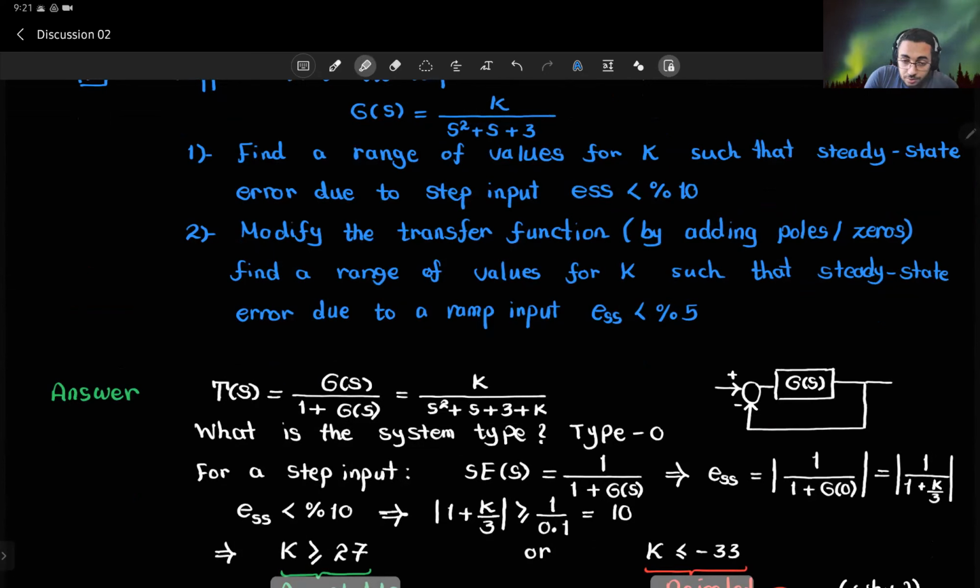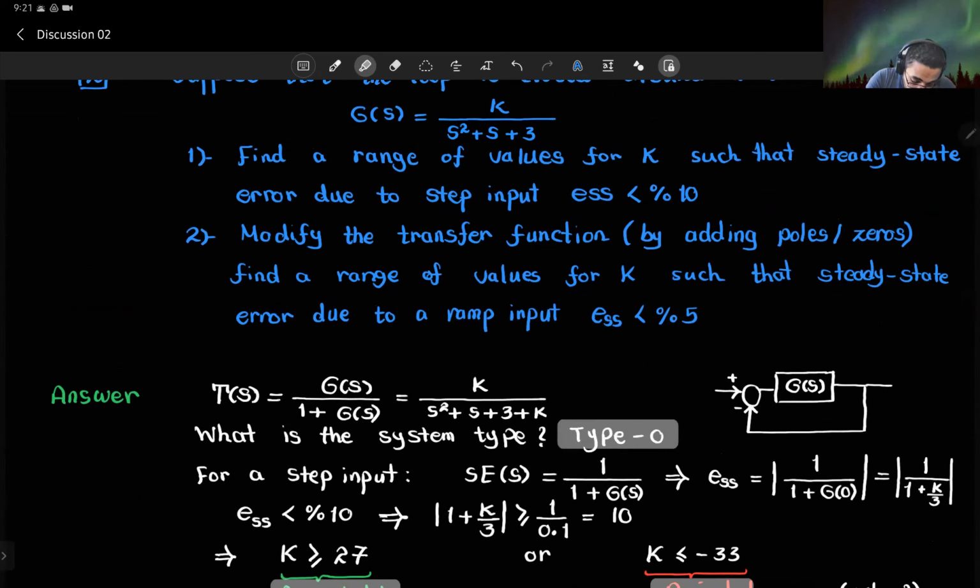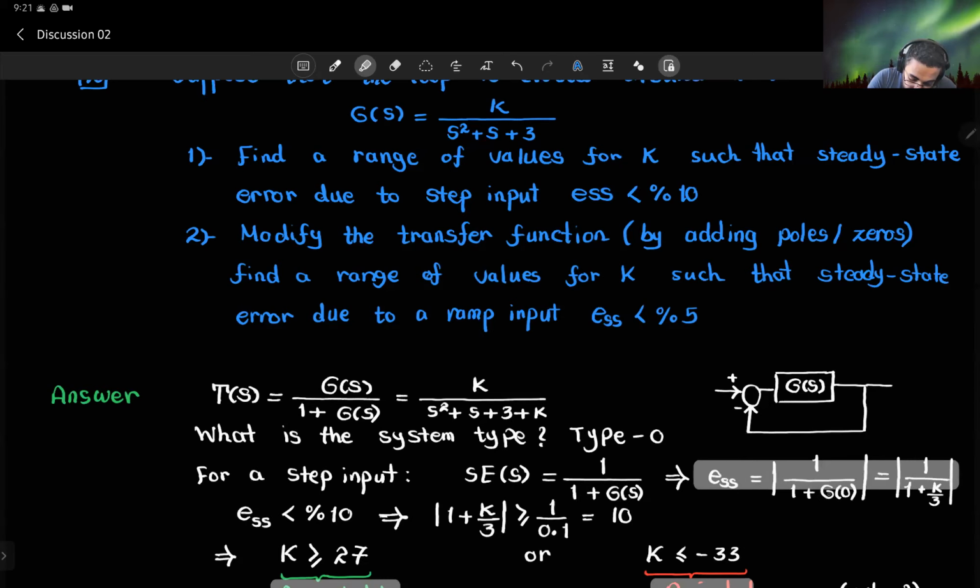Because we have the open loop transfer function G, we see that it does not have any poles at the origin, which basically means that this system is a type 0 system, right? And for a step input, again, we have s times E of s equal to 1 divided by 1 plus G of s, which means that the steady state error is just going to be equal to 1 divided by the absolute value of 1 plus G at 0, which is just the absolute value of 1 over 1 plus K over 3.